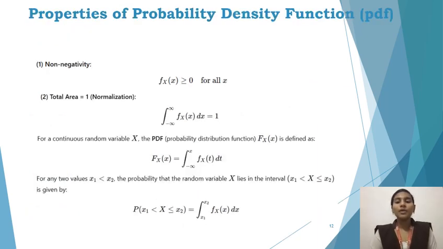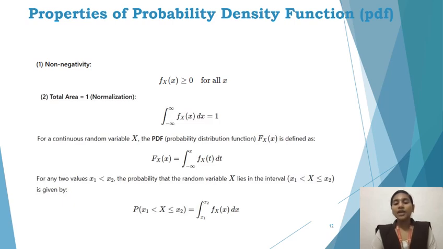Properties of the probability density function, small f. Number 1. Non-negativity. fX of x is greater than or equal to 0 for all values of x. Number 2. Total area is equal to 1. The integral from minus infinity to infinity of fX of x dx is equal to 1 for any value and within any range. Number 3. For a continuous random variable capital X, the probability distribution function FX of x is defined as FX of x is equal to the integral from minus infinity to x of fX of t dt.